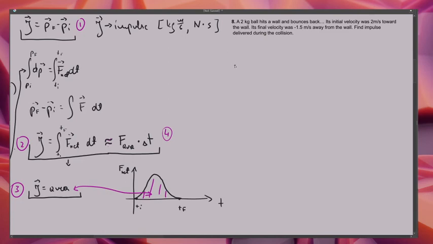A 2-kilogram ball hits a wall and bounces back. Its initial velocity was 2 meters per second toward the wall. Final velocity is minus 1.5 meters per second away from the wall. Find impulse delivered during the collision.